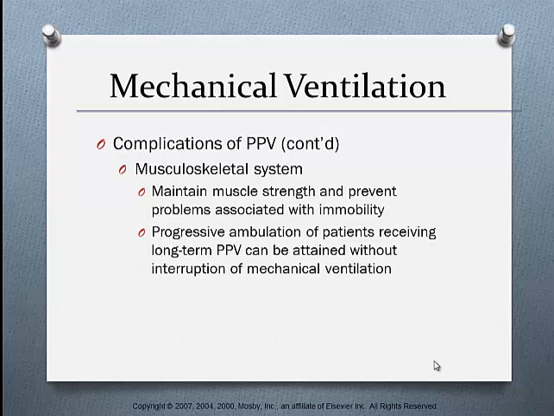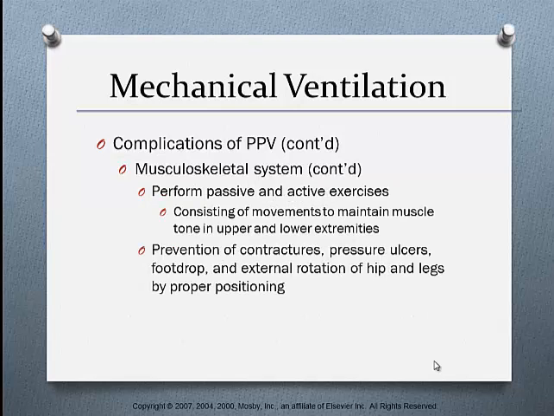Musculoskeletal system: we have to maintain our muscle strength and prevent problems associated with immobility. Progressive ambulation in patients receiving long-term PPV can be attained without interruption of mechanical ventilation. Patients can perform passive or active exercises, so we want to get physical therapy involved with our patients. This will prevent contractures, pressure ulcers, foot drop, and external rotation of the hips and legs by proper positioning. We also want to be turning our patients on a regular turning schedule, usually every 2 hours.